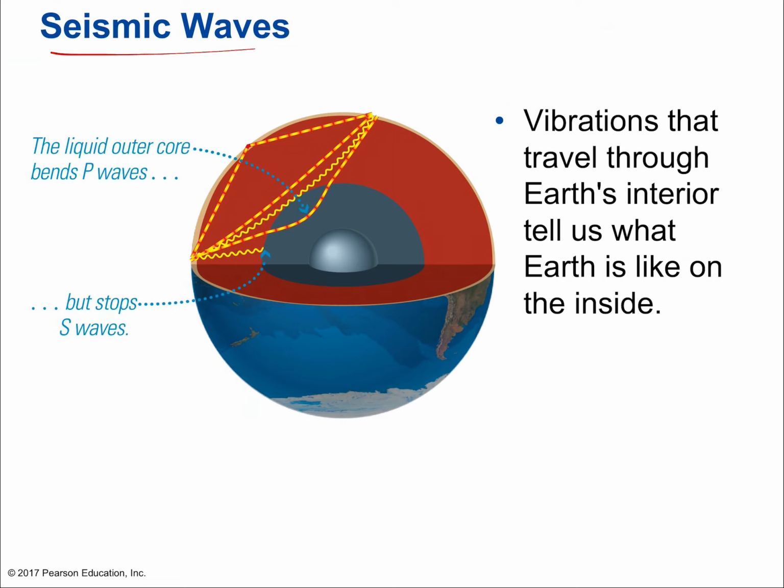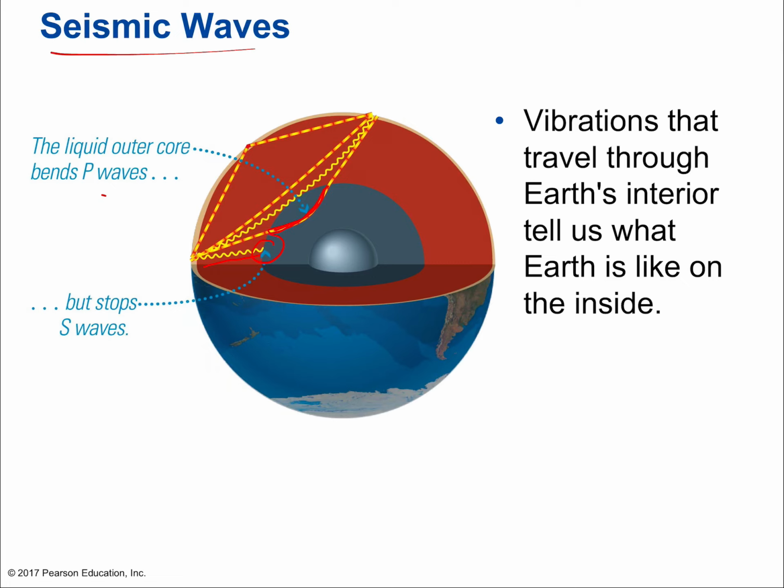The liquid outer core bends P waves, but it stops S waves. So vibrations that travel through Earth's interior tell us what Earth is like on the inside. Because, check this out, the P waves get bent. They come in and take this bending path shown here. This S wave, which is shown as this wiggly line, just dead ends.